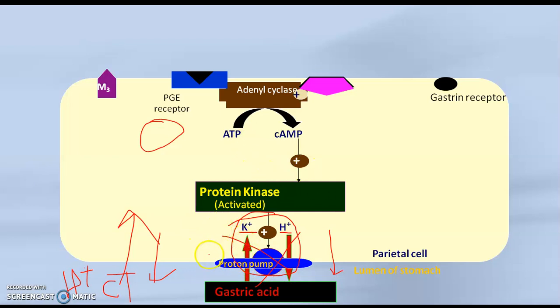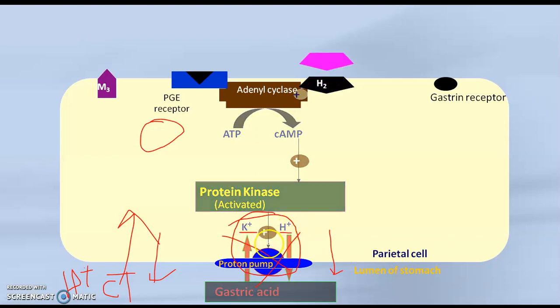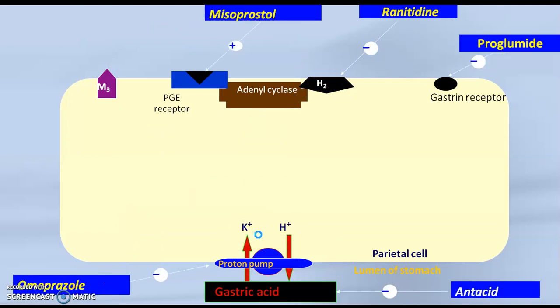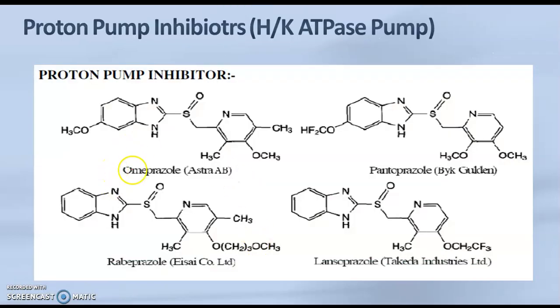So what kind of drugs could inhibit this proton pump, the potassium hydrogen enzyme? The compounds are omeprazole, pantoprazole, rabeprazole, and lansoprazole. In your syllabus only two drugs are there, omeprazole and lansoprazole. The remaining two you can do if you want. First I'll tell you the basic pharmacology of these drugs. You can see that the imidazole ring is common in all four drugs, isn't it?